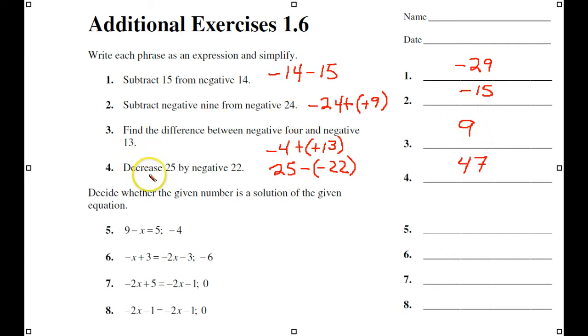Now as I read number 4, I don't get the answer that they get in the answer key. It says decrease 25. So I'm assuming this 25, and then decrease means to subtract a negative 22. So I would get a positive 47. In the answer key, they're giving me a negative 47. So again, we'd have to go along with what's the interpretation here. All right, let's go on.